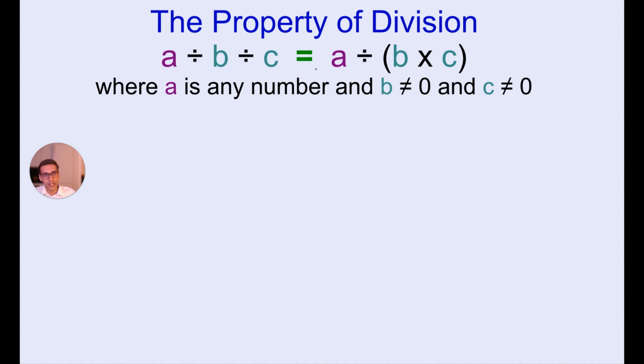The next thing we looked at was the property of division. So from here you can see a divided by b divided by c is the same as a divided by b times c. B and c cannot be 0 because you cannot divide by 0. You can't divide any number by 0. Some examples of this are in the video on the property of division, so you can go back on the playlist to look at those.